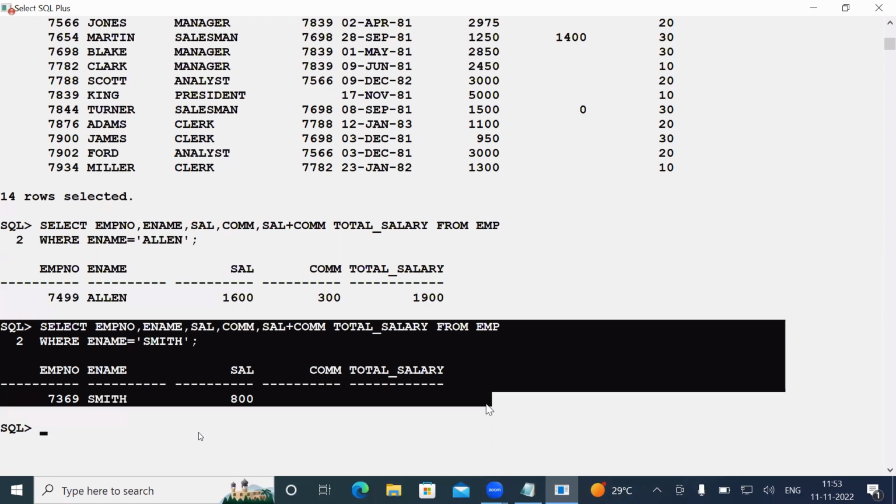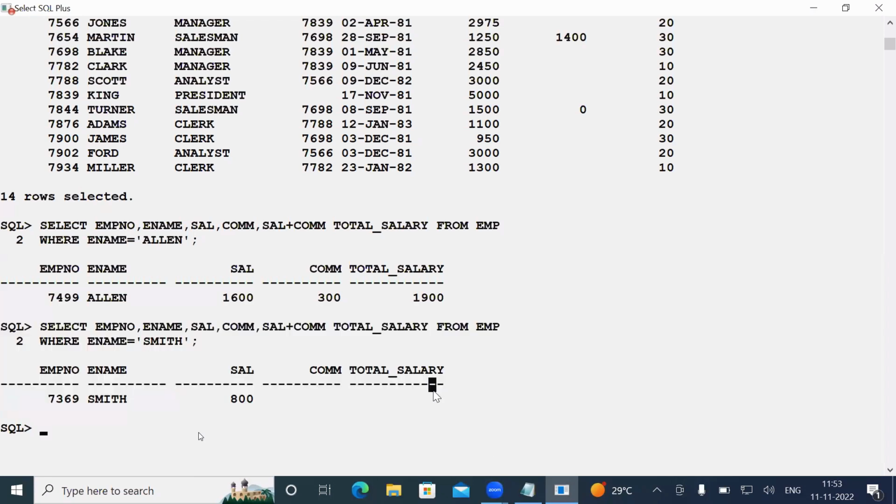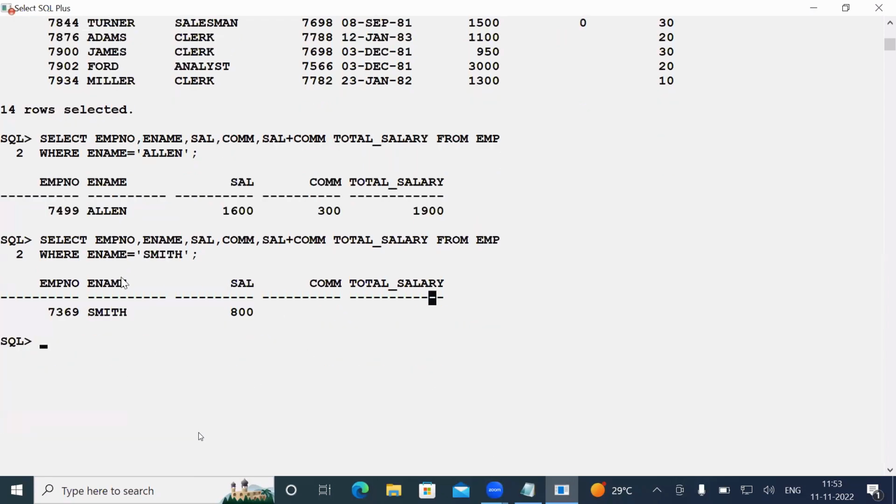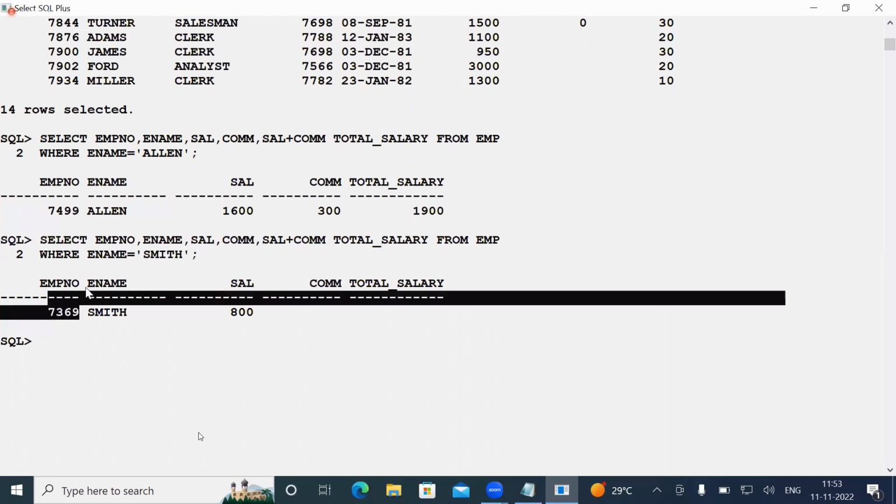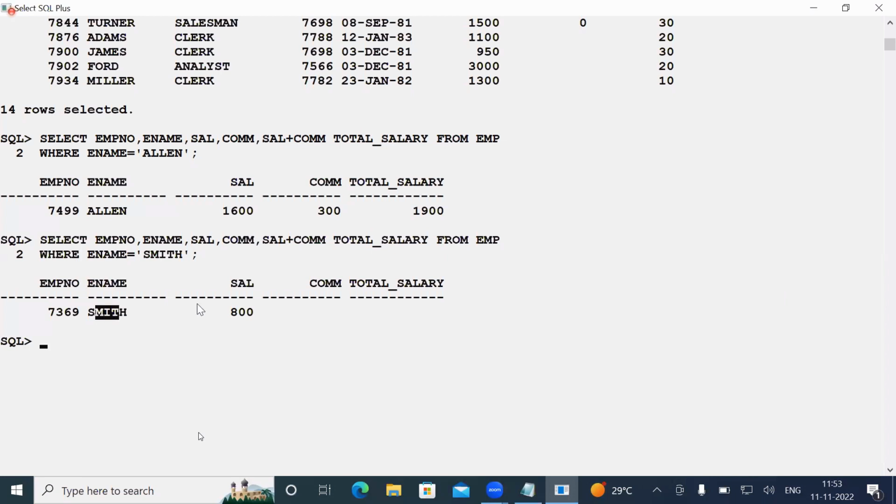Yes, the problem is total salary. Because as per my EMP table, employee Smith number is 7369. That's correct. This employee name Smith is also correct. His salary 800 is also correct. And commission nothing, because this employee is not taking any commission. So up to here, as per my table, the information is right.